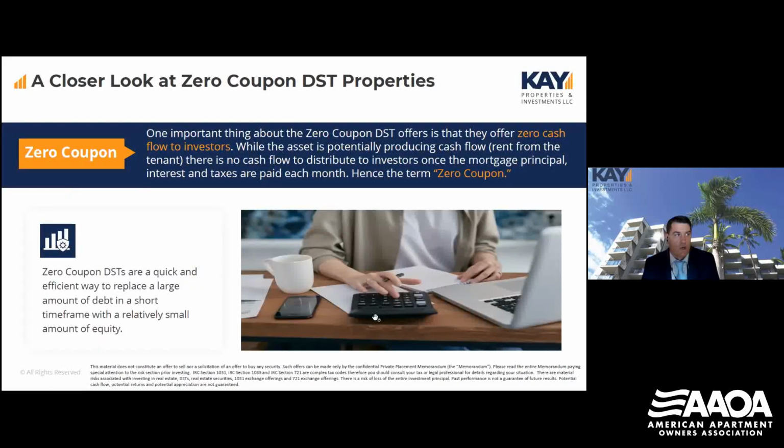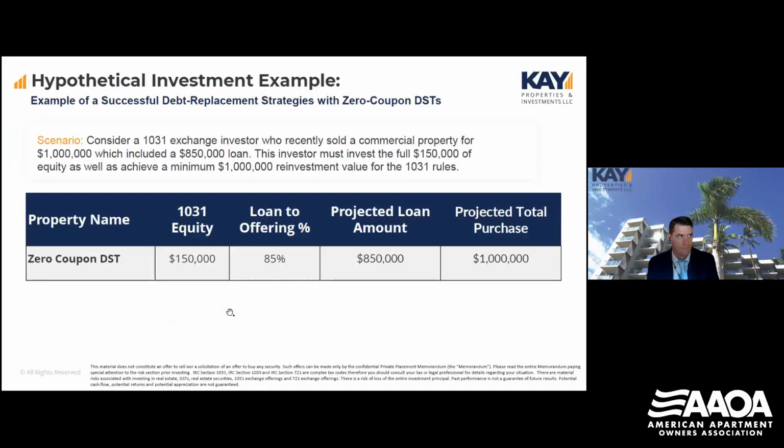So a closer look at zero coupons. One important thing about a zero coupon DST is that it offers zero cash flow to investors. While the asset is potentially producing cash flow, rent from the tenant, there is no cash flow to distribute to investors once the mortgage principal, interest, and taxes are paid out each month. Hence the term zero coupon. Zero coupon DSTs are quick and efficient ways to replace a large amount of debt in a short time frame with a relatively small amount of equity.